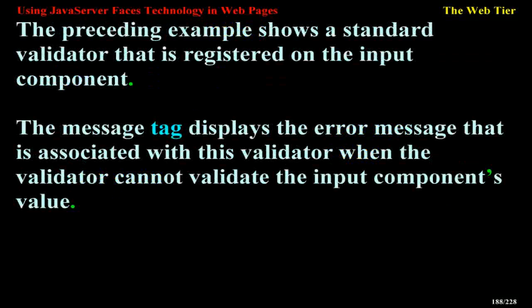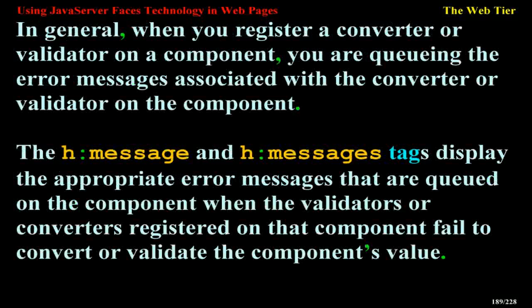The message tag displays the error message that is associated with this validator when the validator cannot validate the input component's value. In general, when you register a converter or validator on a component, you are queuing the error messages associated with the converter or validator on the component.